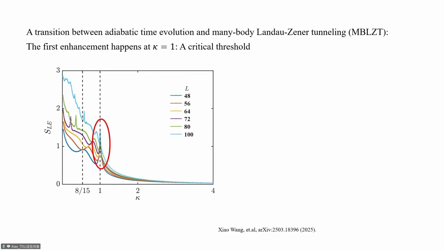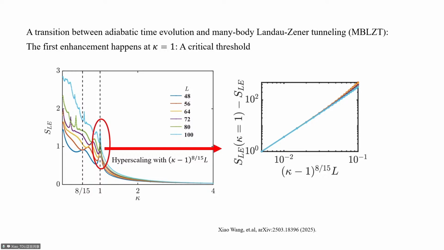You will find that when kappa is much larger than 1, this Loschmidt echo spectral entropy approaches 0, which just reflects that the state stays in the ground state. However, when kappa is smaller than 1, you will find some continuous growth, where the kappa scaling behavior is given by kappa minus 1 to some power, times L, the system size.